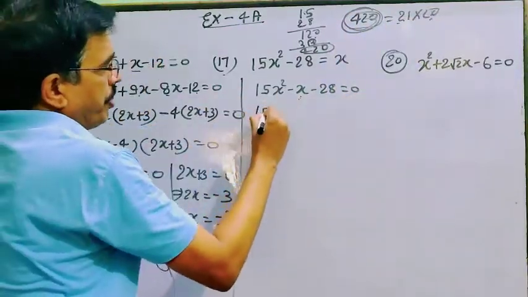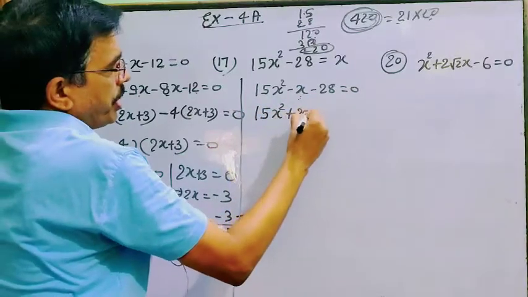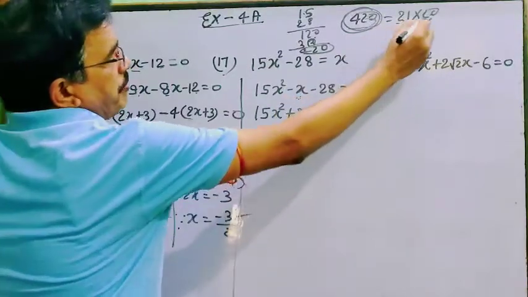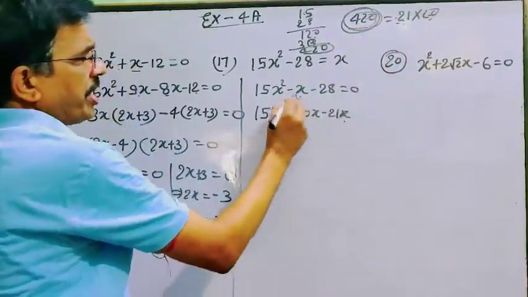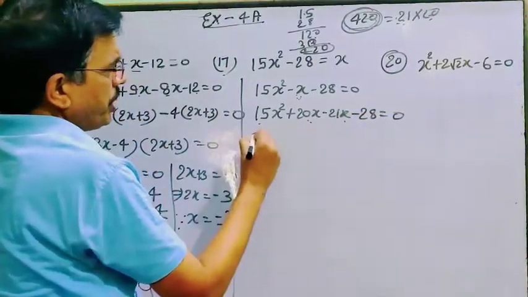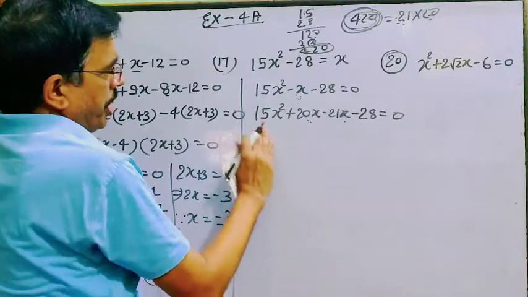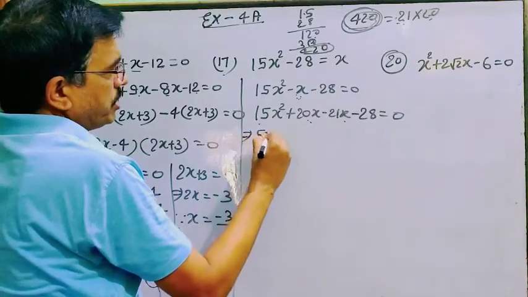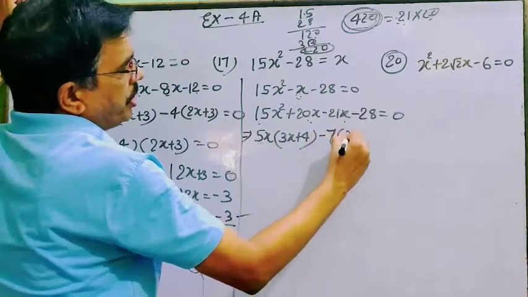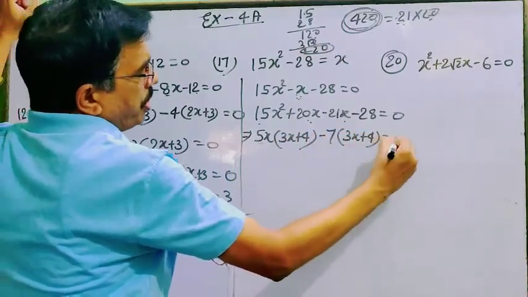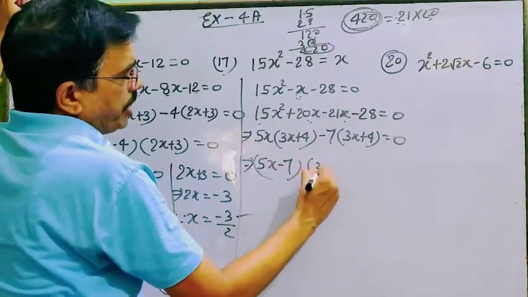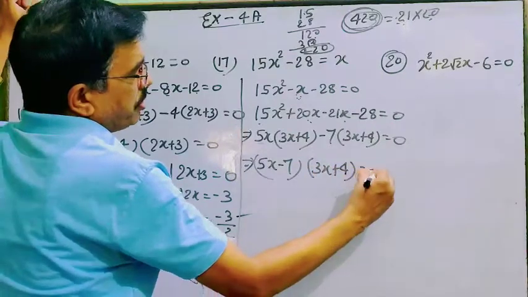So write here 15x square plus 20x minus 21x, because we need minus 1. So subtract 20 minus 21, then get minus 1. And here is minus 28 is equal to 0. What remains here? Here 5x is common, then it is 3x plus 4, and here 7 is common, then it is 3x plus 4 is equal to 0. So here is 5x minus 7, and 3x plus 4 is equal to 0.